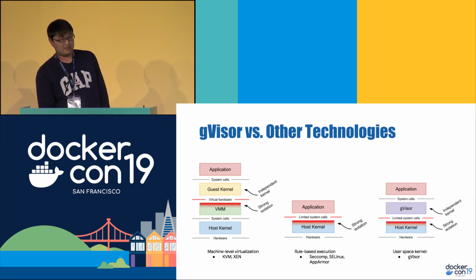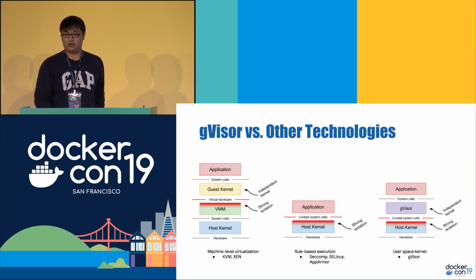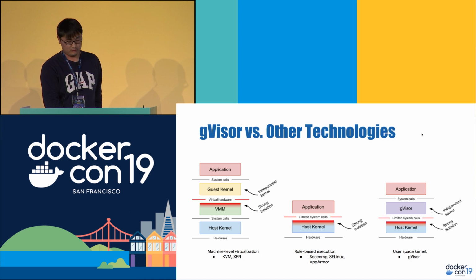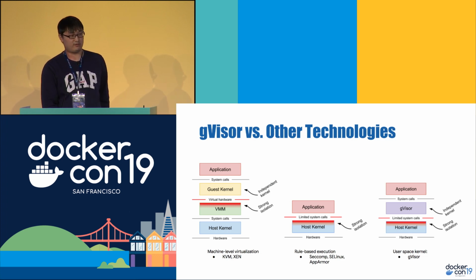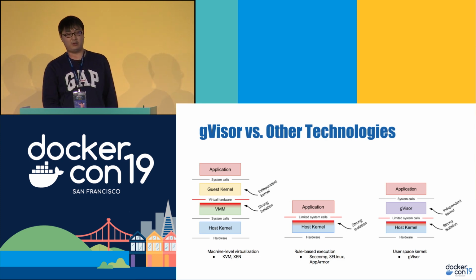And the second one, rule-based execution. The good thing is that it has very high performance because you just run your application on the host kernel. You just add some rules to make it secure and reduce the attack surface. But the bad thing is, firstly, you need to understand all those security technologies very well, and also you really need to customize the rules for your application. You have to understand it very well, know what it will do, then you can apply the rule.